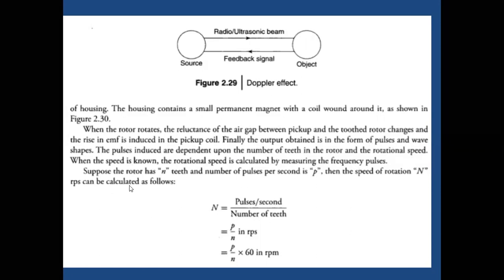Suppose the rotor has n teeth and the number of pulses per second is p. Then the speed of rotation N in RPM can be calculated as follows: capital N equals pulses per second divided by the number of teeth. So there are two kinds of outputs here. The first one is the pulses, and the second one is the waves.